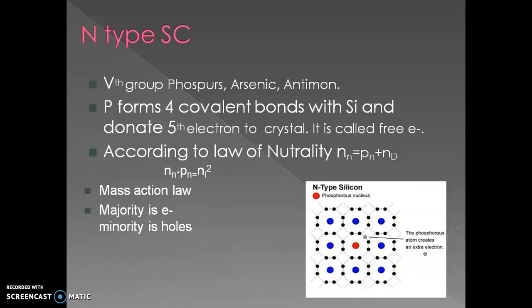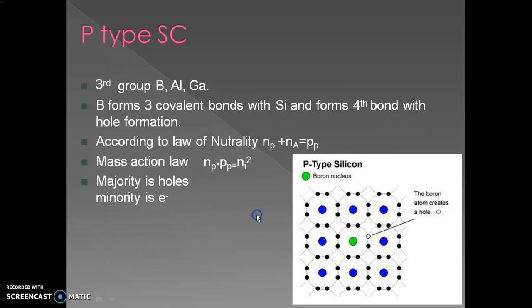The N-type semiconductor uses fifth group elements: phosphorus, arsenic, and antimony. So phosphorus forms 4 covalent bonds with the silicon and donates its 5th electron to the crystal. It is called a free electron. This is an N-type silicon material. The phosphorus atoms create an extra electron. This is an N-type semiconductor material.